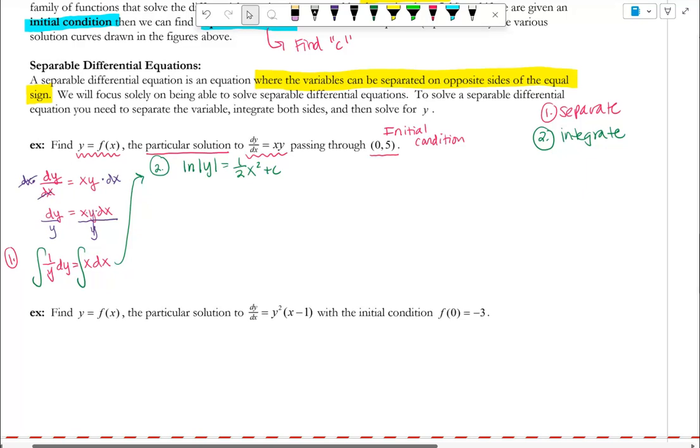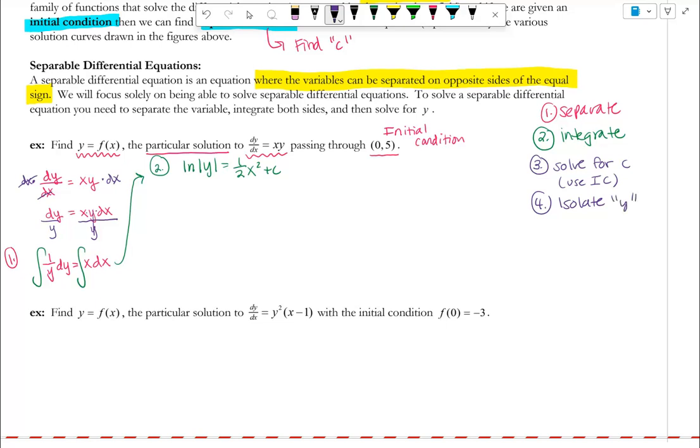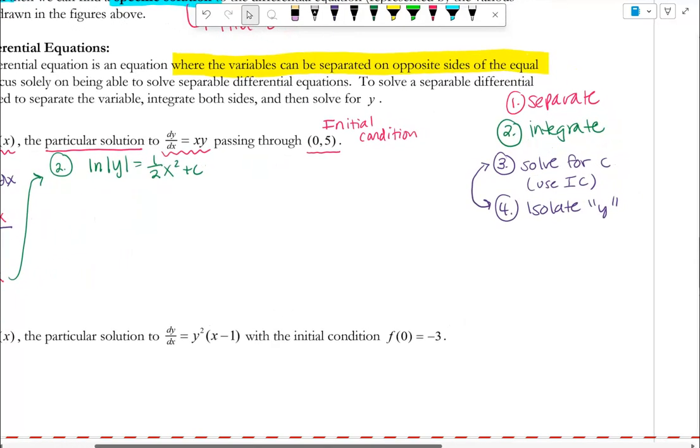Steps 3 and 4 can be done in either order. In step 3 or 4, we're going to solve for c by plugging in the initial condition. I'm going to say use initial condition. And then step 4 is going to be to isolate y. And yes, that is absolutely mandatory. But we can really choose the order we do these in. I usually just try to plug in the initial condition first and see what happens. So let's try that. I'm going to plug in 0 for x and 5 for y.